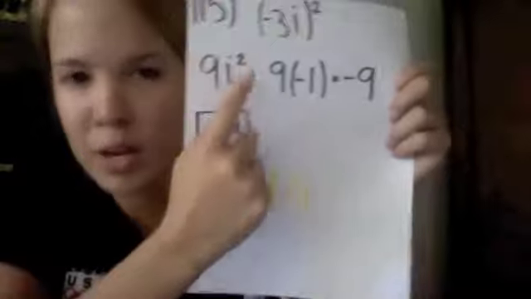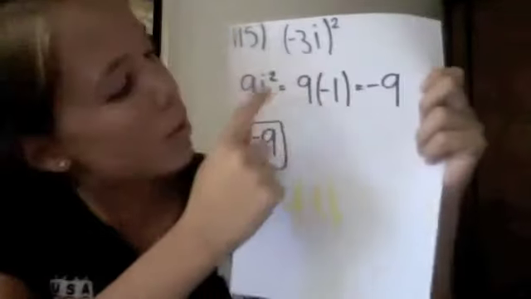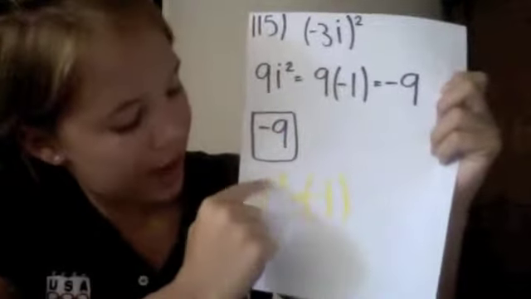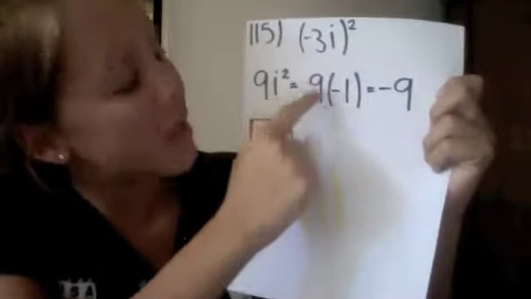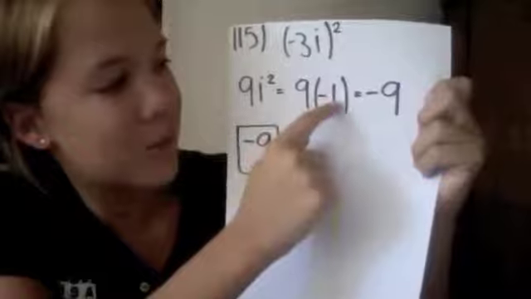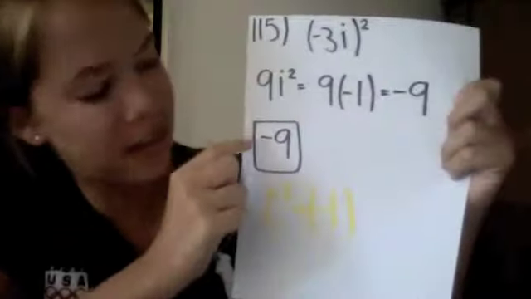In this problem, you have to power the terms. So you have i to the 2nd power, that equals minus 1. So 9 times minus 1 is equal to minus 9, and the answer is minus 9.